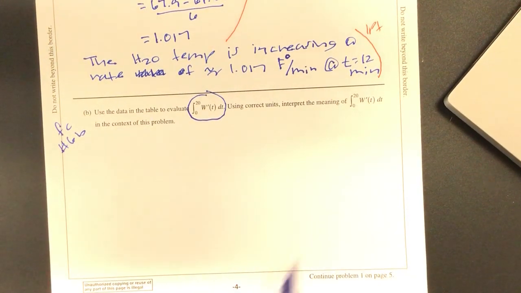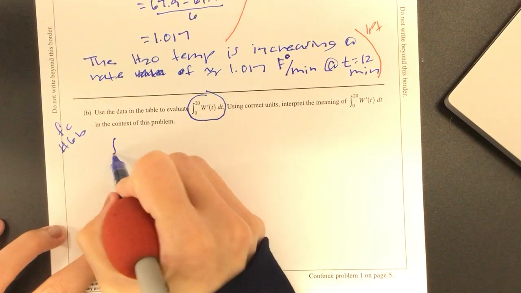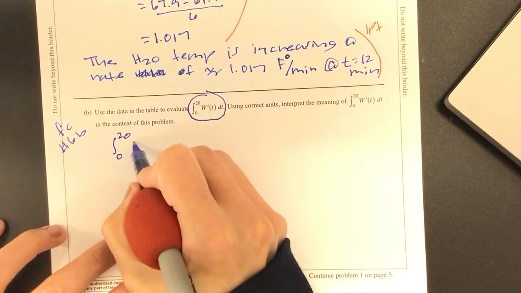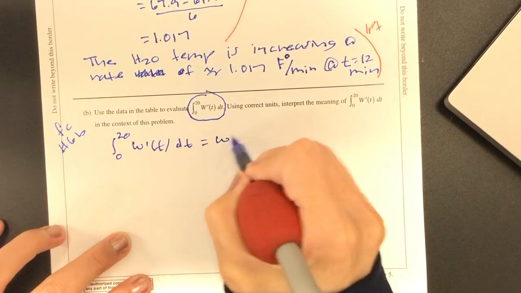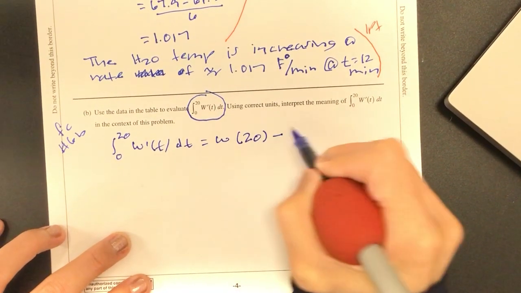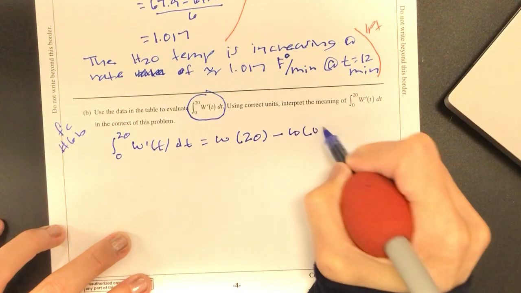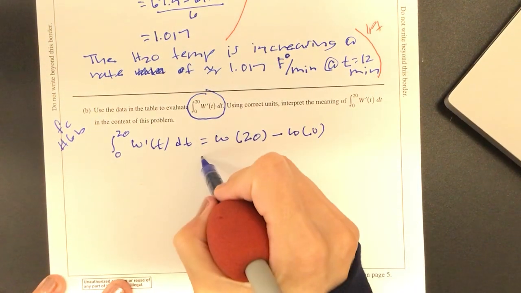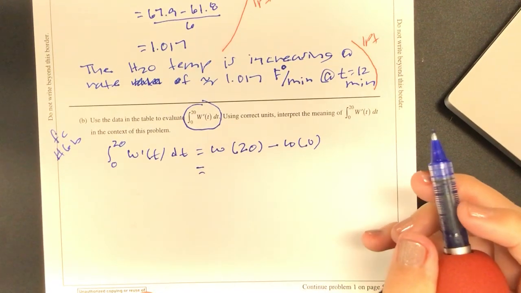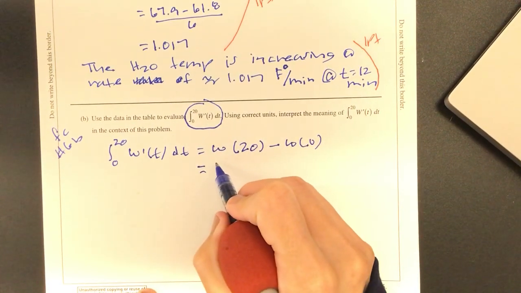Okay, so let's write that down. We have the integral from 0 to 20 of W prime of t dt is equal to W of 20 minus W of 0. And we have those values actually. Abby, what's W of 20 from the table?